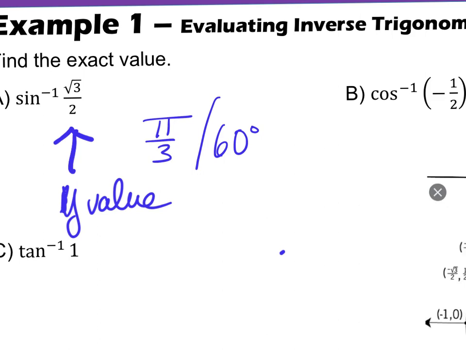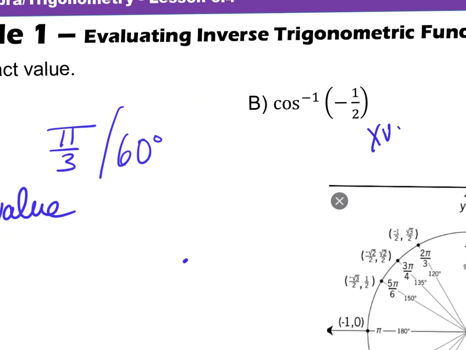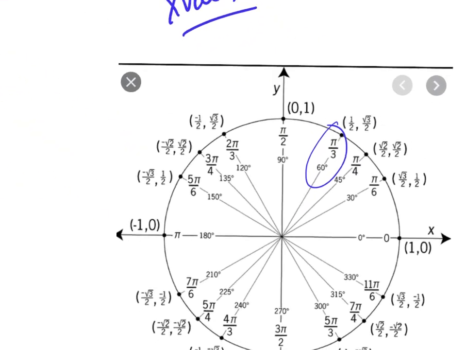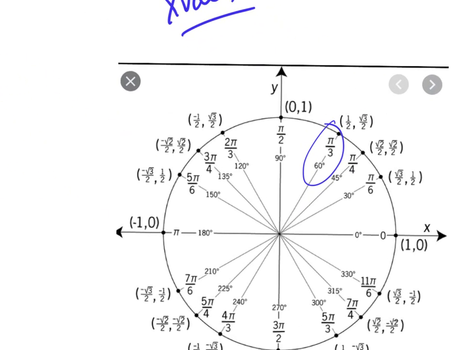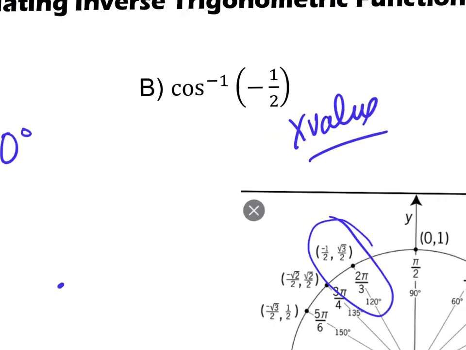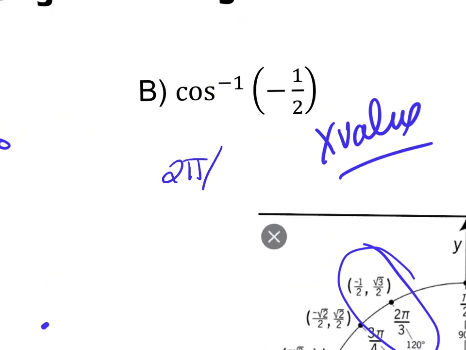What is cosine? The X value. So I'm looking on the unit circle in the top half, where the X value is -1/2. Where is the X value -1/2? 2 pi over 3, and also 120 degrees. Good. 2 pi over 3 and 120 degrees. Now, I'll tell you why I'm looking in certain places in a second.